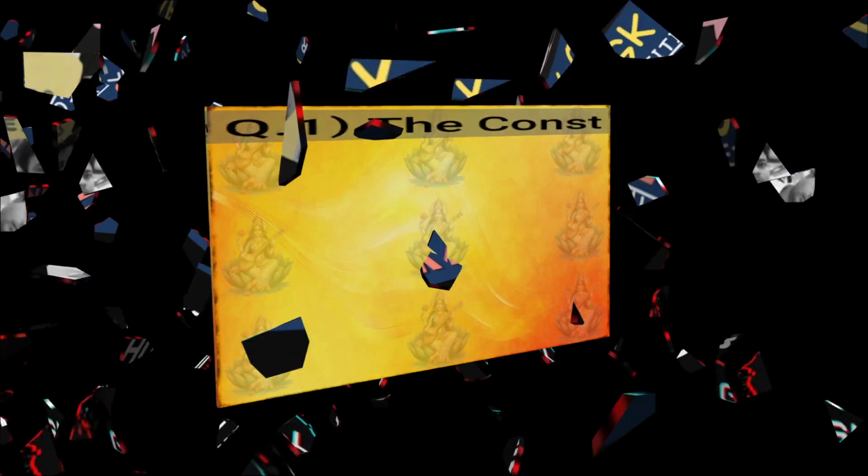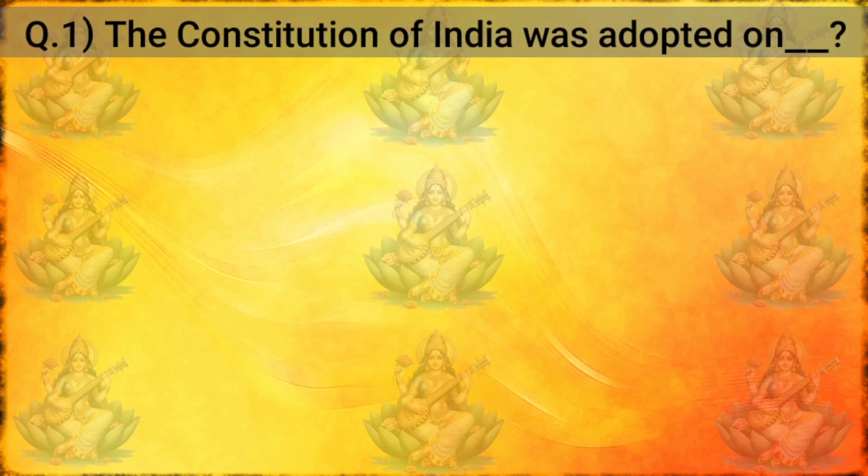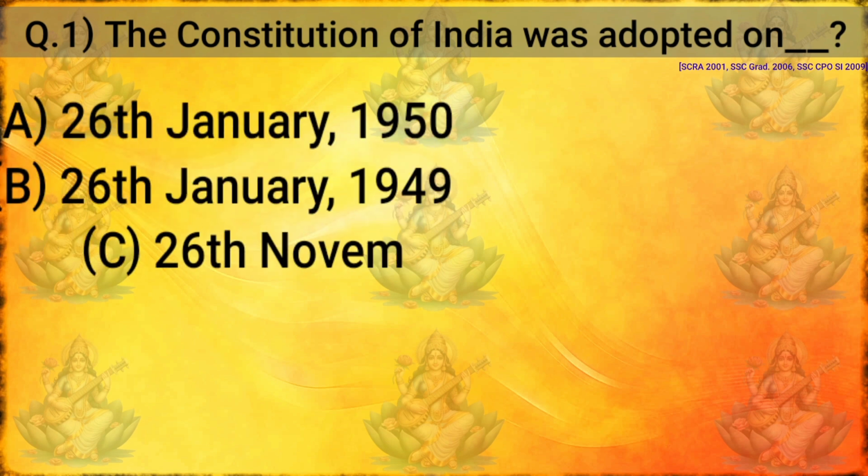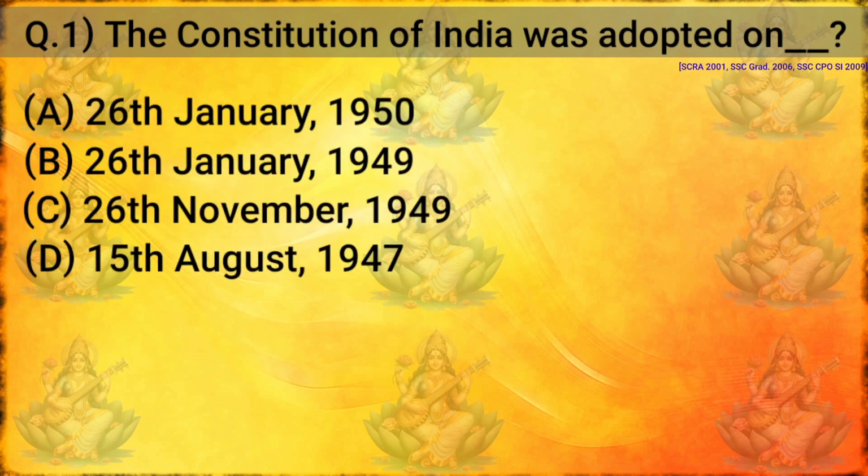The first question is, the Constitution of India was adopted on. The options are A. 26 January 1950, B. 26 January 1949, C. 26 November 1949 or D. 15th August 1947. It's a very important question friends. It comes in competitive exams. Okay. The correct answer is option C. 26 November 1949.